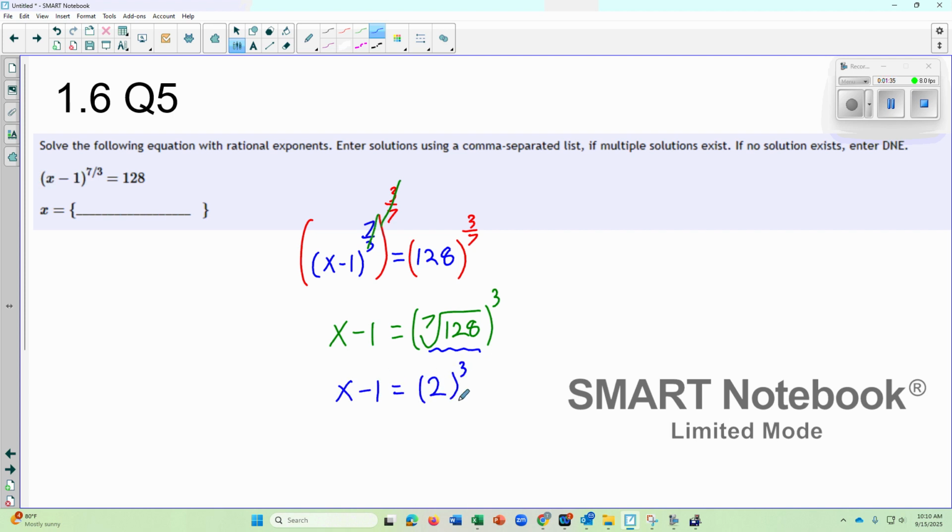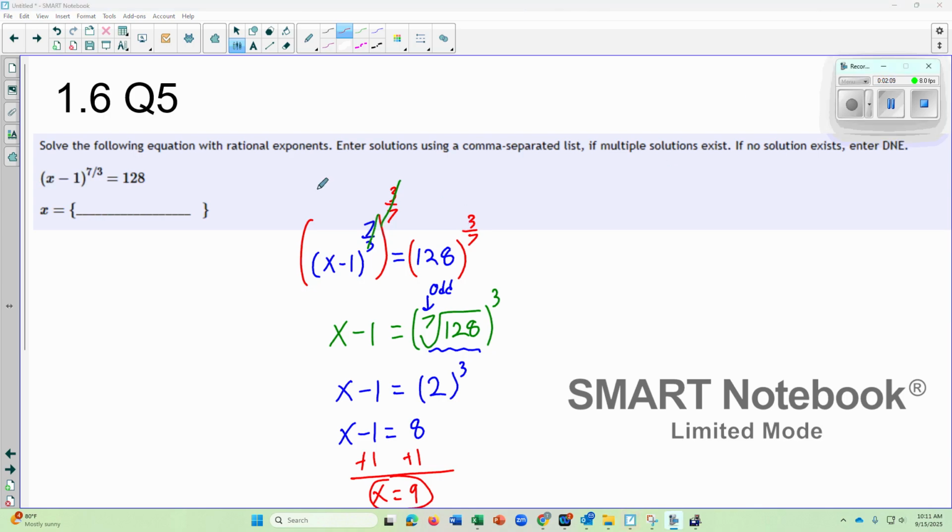Now you'll notice I didn't put the plus or minus this time. And the reason I didn't do that is because the root is odd. I'm doing an odd root. If it's even, that's when you have to put that plus minus, and you have to look at it as being a positive and or a negative result. Okay, so 2 to the power of 3 is going to be 8. And then we'll go ahead and add 1 to both sides. And so we're going to get x = 9 right there.